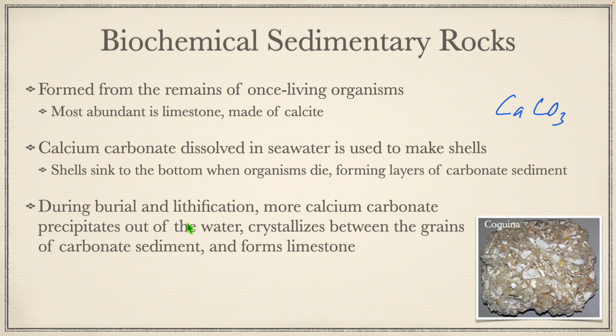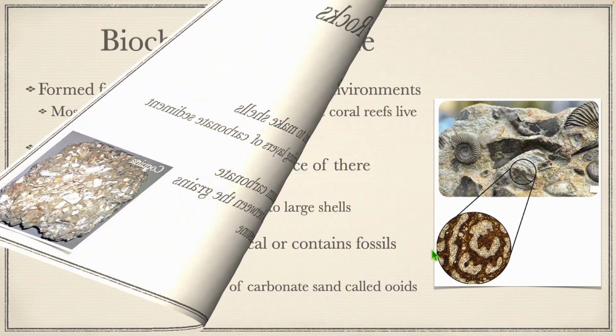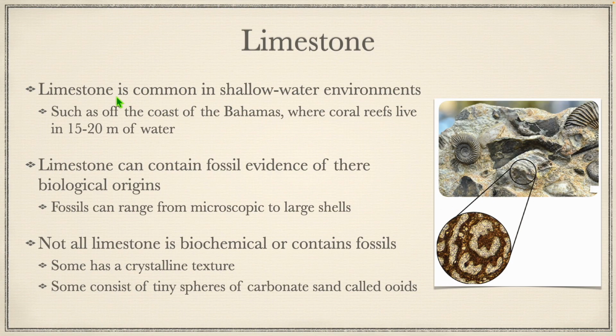During burial and lithification, more calcium carbonate precipitates out of the water and crystallizes between the grains of carbonate sediment, and that forms a limestone. So these are bits of shell basically glued together by calcium carbonate that has precipitated out of the water. Limestone is common in shallow water environments, such as off the coast of the Bahamas, where coral reefs live in 15 to 20 meters of water. A lot of that limestone there is actually the remains of corals, coral skeletons.